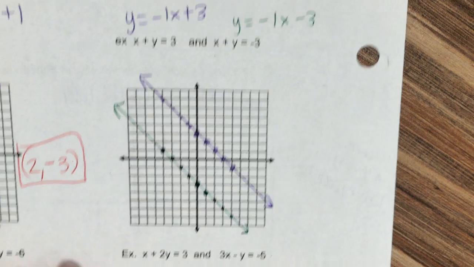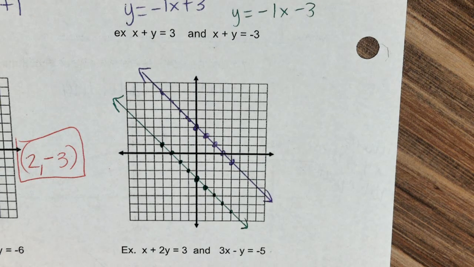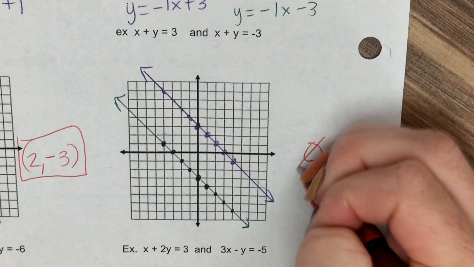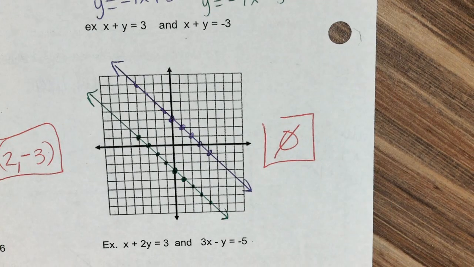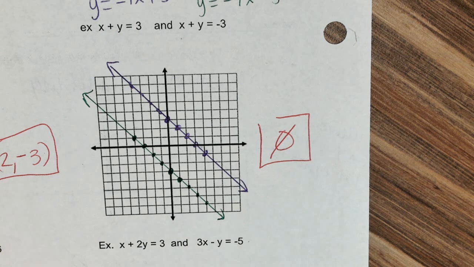Since these are parallel lines, there is no ordered pair that will ever satisfy both equations. So the answer is no solution. You can either write the words no solution, or you can draw a circle with a line through it. Now, if you forget the line through it, you're telling me that the solution is 0 and it's wrong. Okay, so you have to make it look like that.